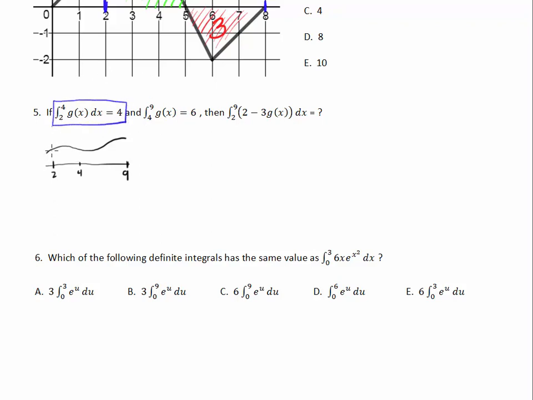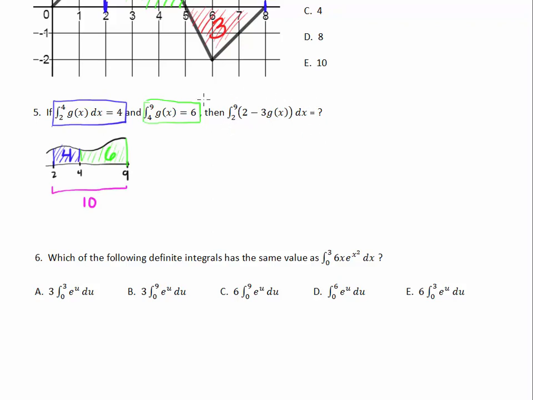All right, and we know for a fact, because of this equation right here, that from 2 to 4, this area right there is 4 units. All right, and we know from this right here that from 4 to 9, here's 4, there's 9, this is going to be 6 units. So if you look at what we're trying to find, we're trying to find the integral from 2 to 9. So we know that the whole thing is going to be the sum of these two, 4 and 6, which makes 10.